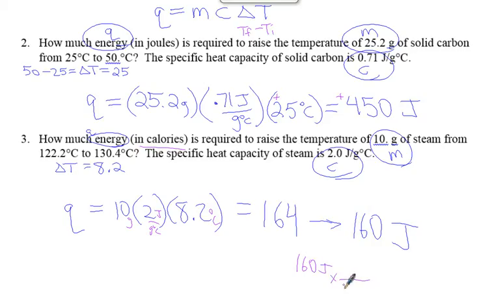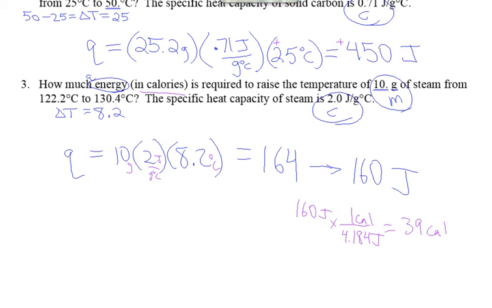And what should go on the bottom? Yep, you in the red shirt? You are right. 4.184 joules is 1 calorie. So we need to grab a calculator. I have this one here, 160 times 1 divided by 4.184 is, in 2 sig figs, 39 calories. There we go, 39 calories.